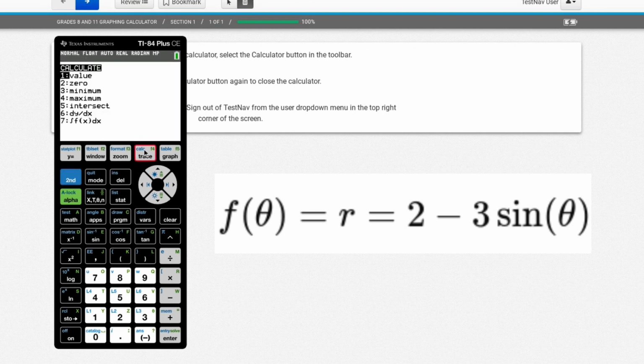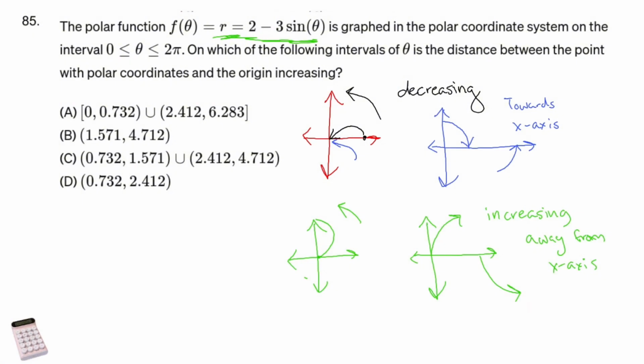So second calc maximum. Let's move to the left. Enter. Move to the right. Enter, enter. 4.7. So we have 0.7 to 1.5, and 2.4 to 4.7. Let's go back and answer that. All right, so I hope your memory is pretty good, but that's the guy we got. So again, the picture that this looked like is from 0.7 to 1.5. It looked like that, and then it came back up and went way up here at 2.4 to 4.712. So C is going to be our guy.